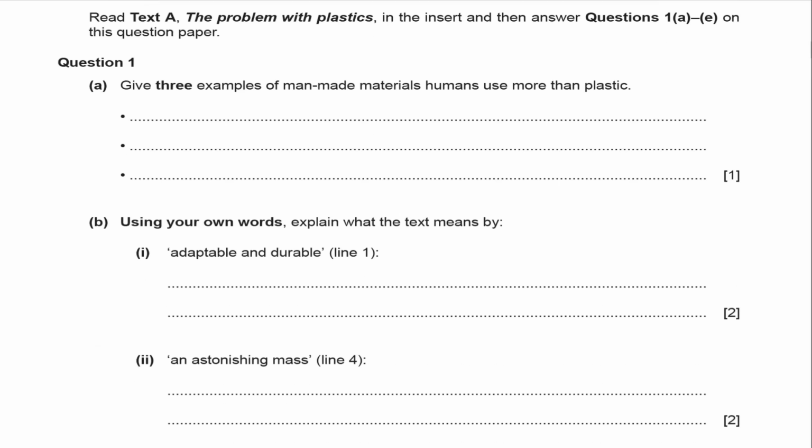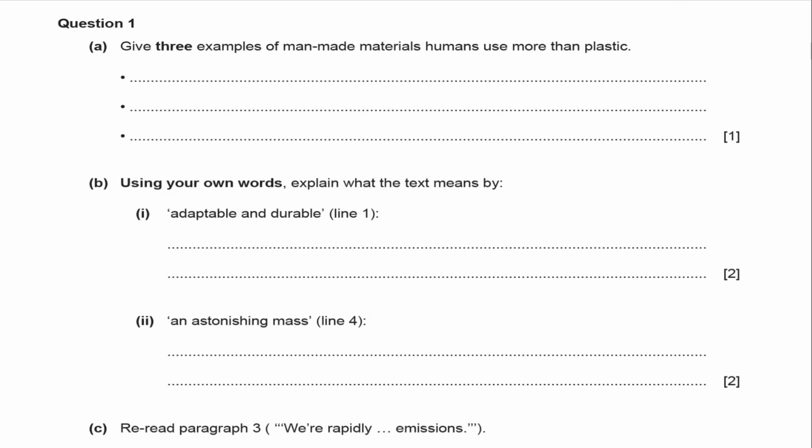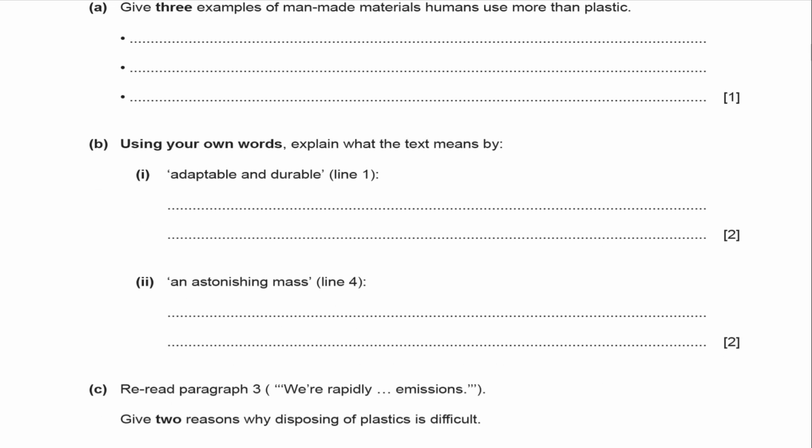Now, it gets a little bit tricky quite quickly with 1B, and you have to use your own words to explain what the text means by 2 phrases. It will always be 2 phrases, and you'll notice that you can get up to 4 marks. Now, it's really important that you explain both strands of the phrase given. So with this one in particular, you would need to explain what adaptable means and durable.